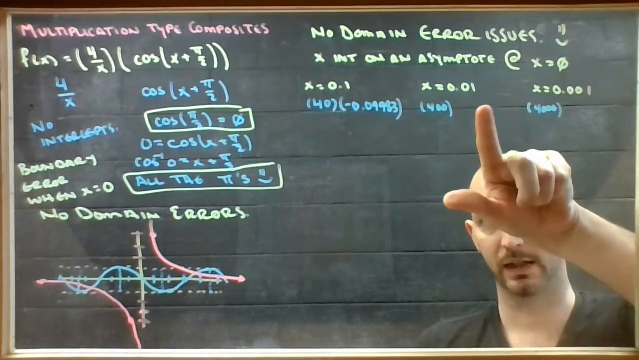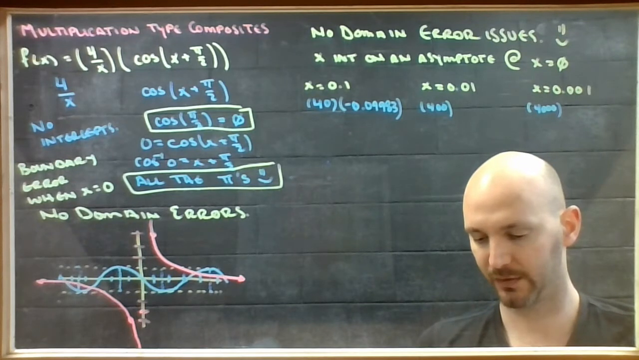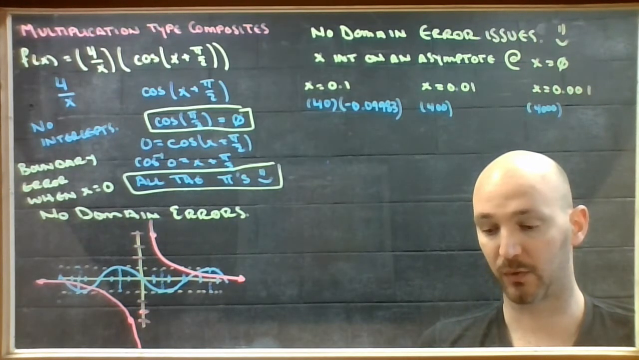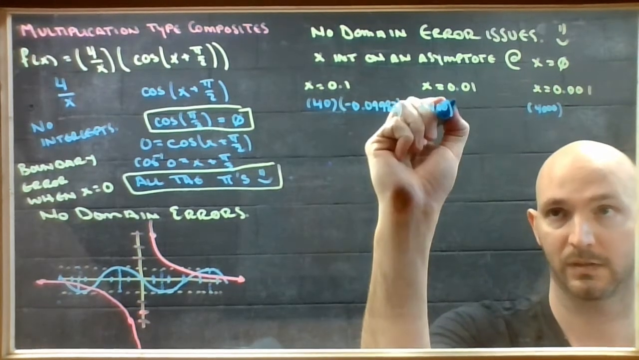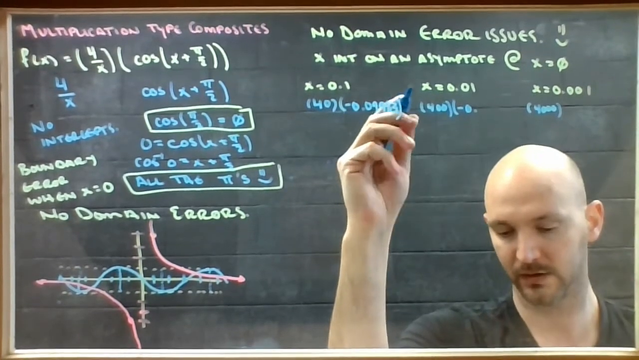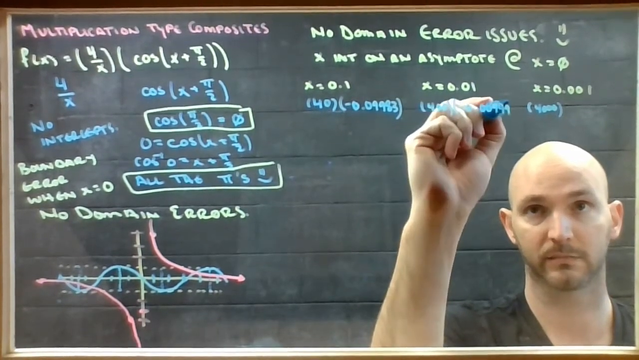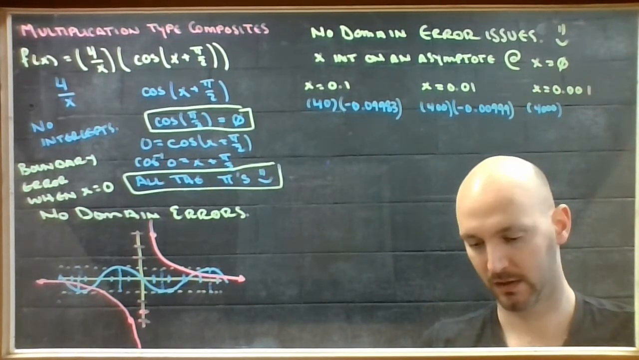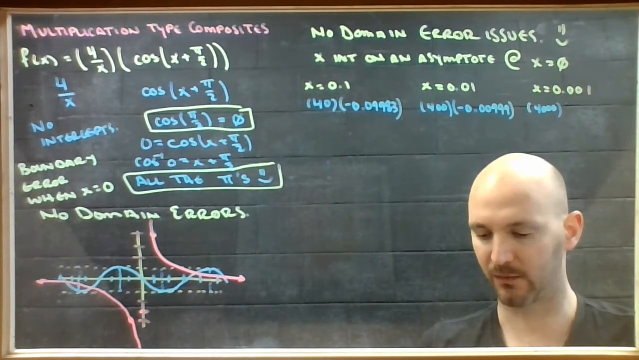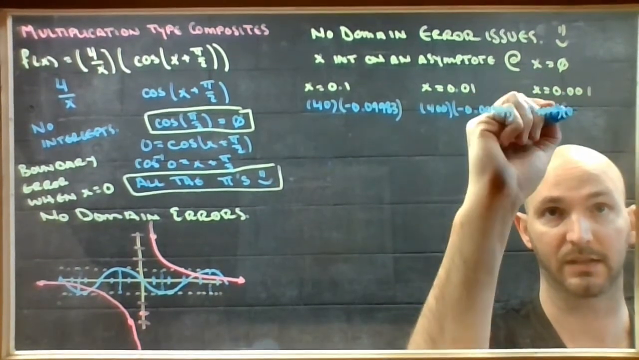Right, and for this one, 0.01 plus pi over 2 is 1.58. Cosine of that answer gives me negative 0.00, and then a whole bunch of 9s. 0.001 plus pi over 2 equals 1.5717, and the cosine of that gives me 0.0009999.